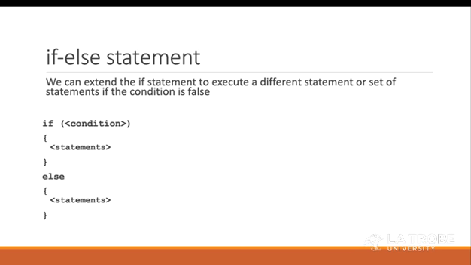Now next up is the if-else statement. We can extend the if statement to execute a different statement or set of statements if the condition is false. Before, we used two if statements to say that if a number is greater than another number, then print this; if another number is greater than the first one, then print this. Instead of that, we can extend the if statement. For example here, if this condition is satisfied, then these statements will get executed, else this statement will get executed. If this condition is false, it will skip all this code and execute the else part.